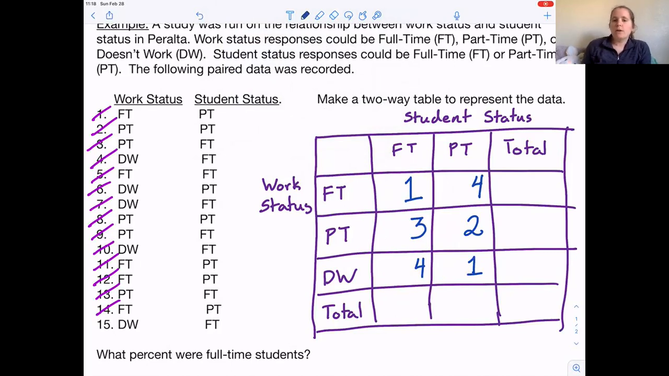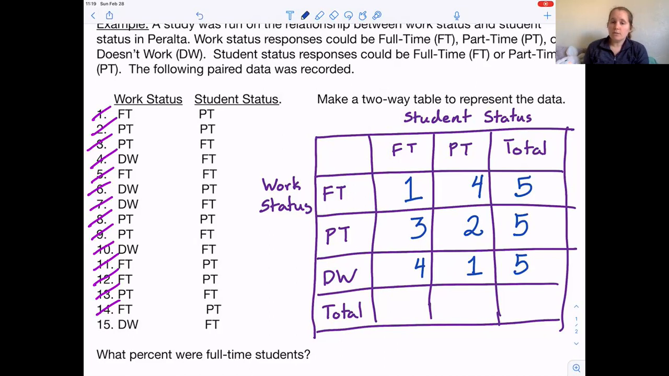So now we can do the row and column totals. In the full-time work row, there's 1 that was a full-time student and 4 part-time students. In total, there were 5 students that worked full-time. Then we had 5 students that worked part-time. 3 plus 2 is 5. And we had 5 students that didn't work. 4 plus 1 is 5.